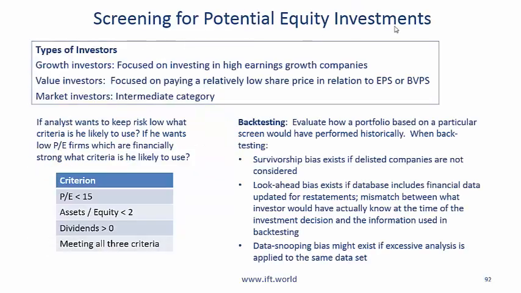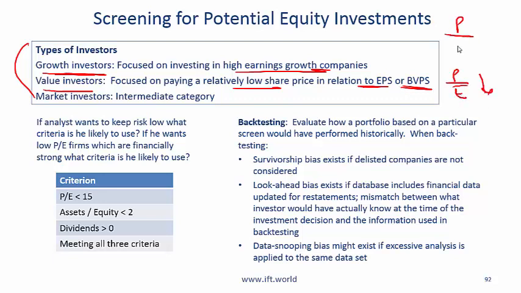Screening for potential equity investments. First, just recognize the different kinds of investors. Growth investors focus on investing in high earnings growth companies. Value investors are focused on paying a relatively low share price in relation to EPS or book value per share. So they are looking for relatively low PE stocks or relatively low price to book value stocks. Market investors are in between. They are simply looking for stocks that are undervalued.